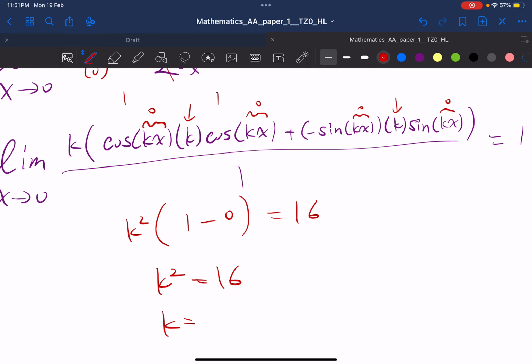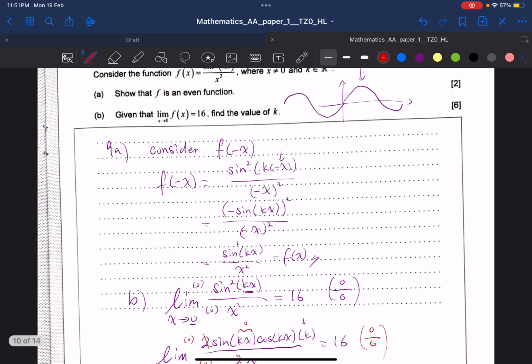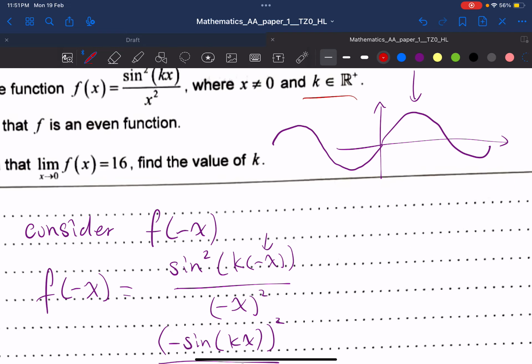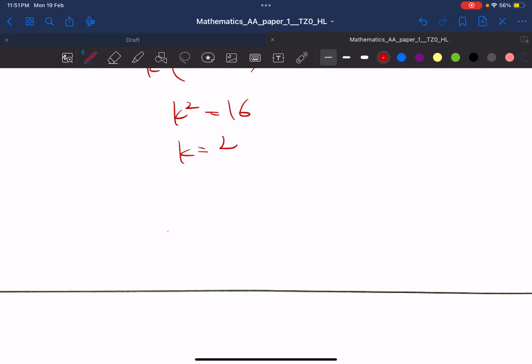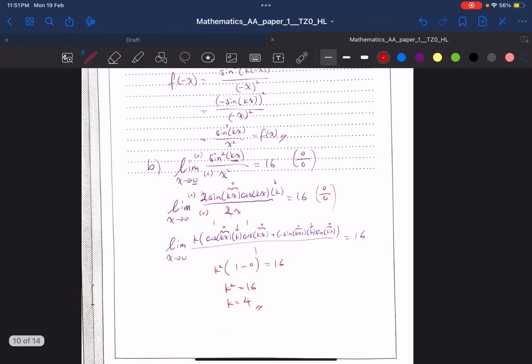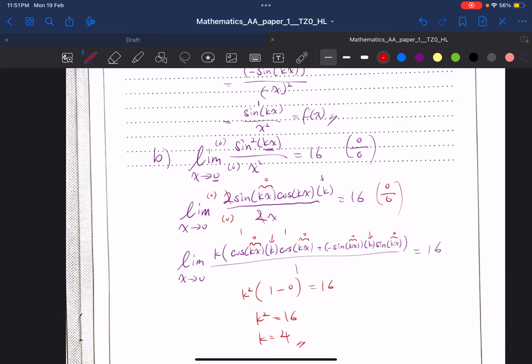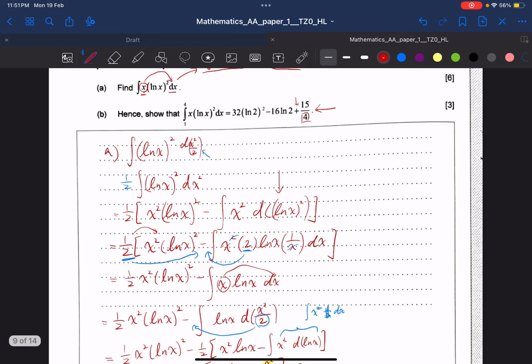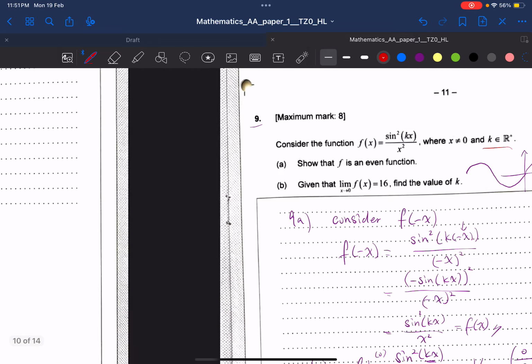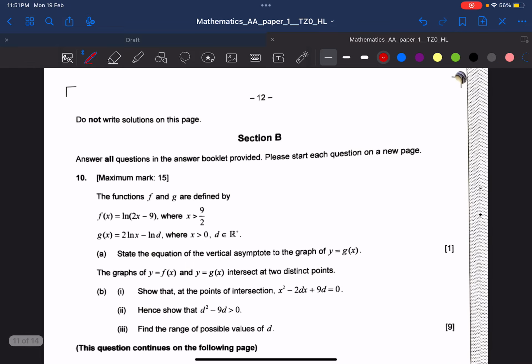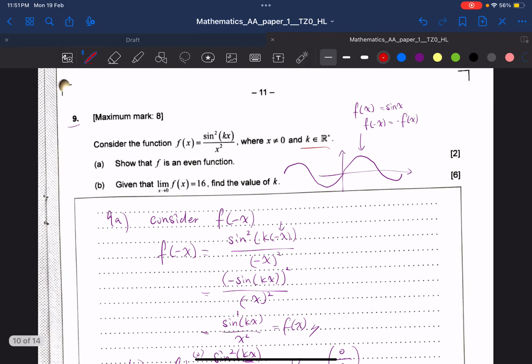So let's see the restriction for k. k would be a positive real number. So therefore k will be 4. So this is just an L'Hopital's rule question. But in my opinion, I think this is harder, more algebra involved. And this is the part for session A, and then I'll go through session B later.